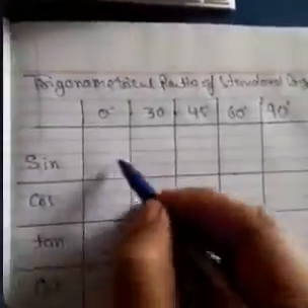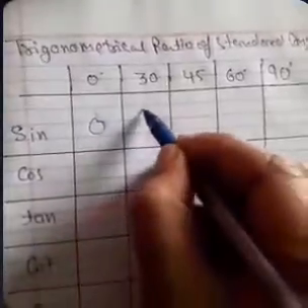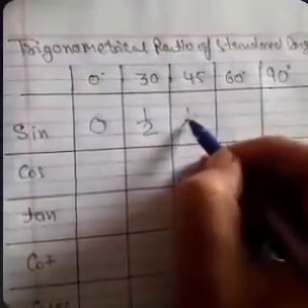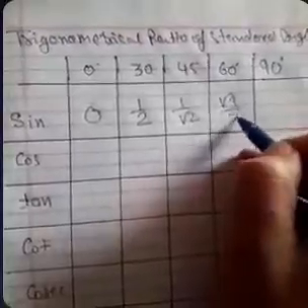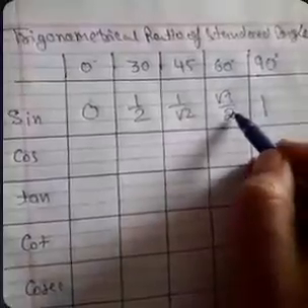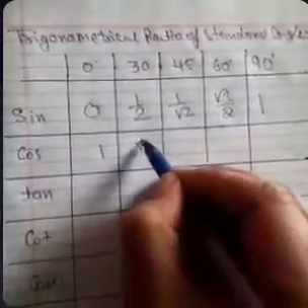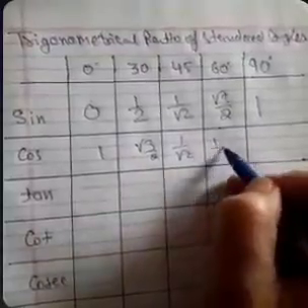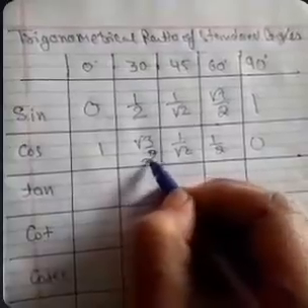First of all, you know that the value of sin 0 degree is 0, sin 30 degree is 1 upon 2, sin 45 is 1 upon root 2, sin 60 degree is root 3 by 2, and sin 90 is 1. Look at here, in the reverse order for cos: 1, root 3 by 2, 1 upon root 2, 1 upon 2, and 0.